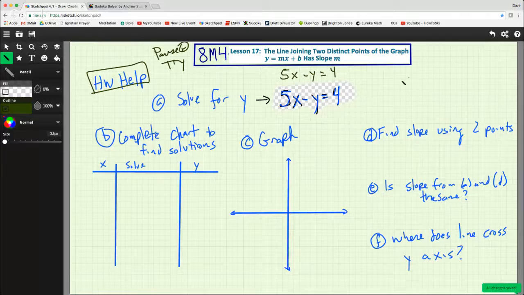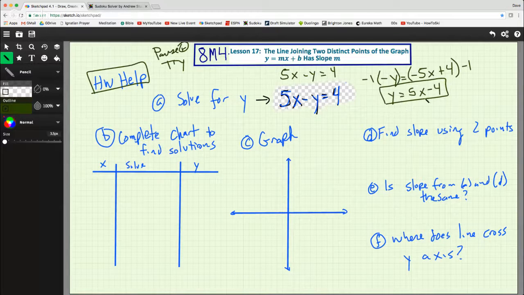Let's go. So here we got negative y equals negative 5x plus 4. We're going to flip all our signs and get y equals 5x minus 4. We basically multiplied each side by negative 1 to get this. And so that's our equation.